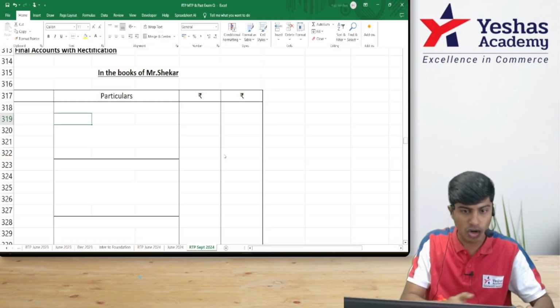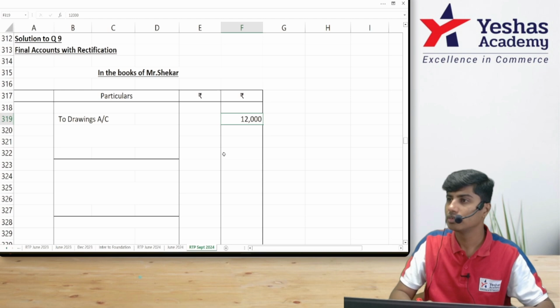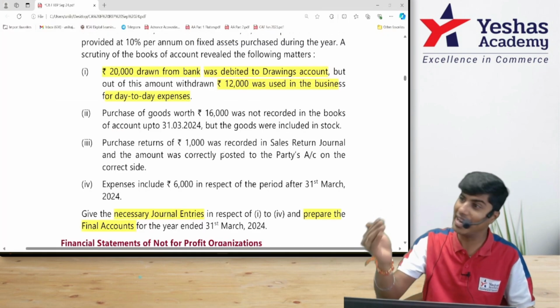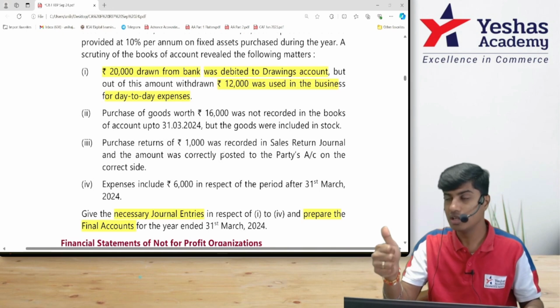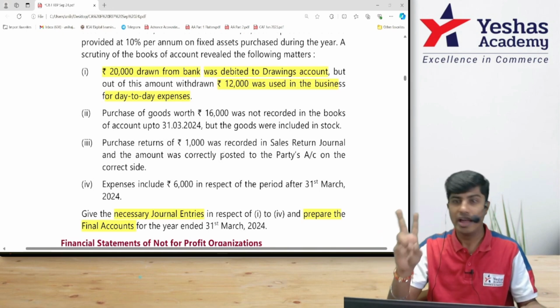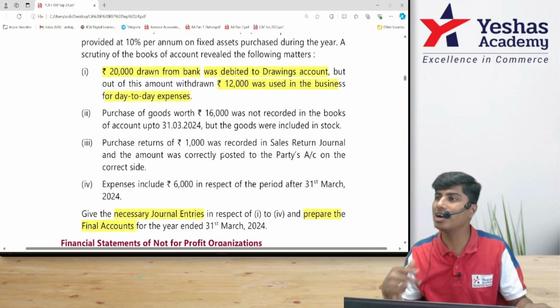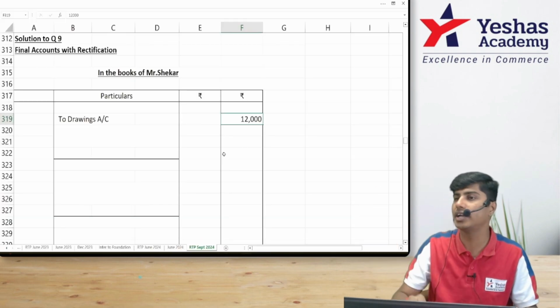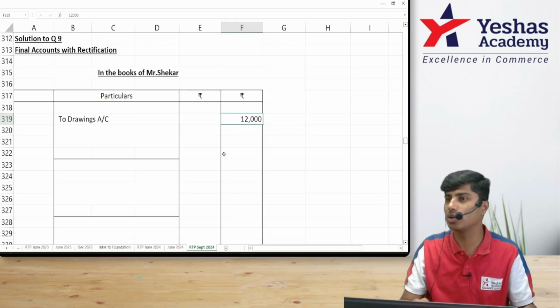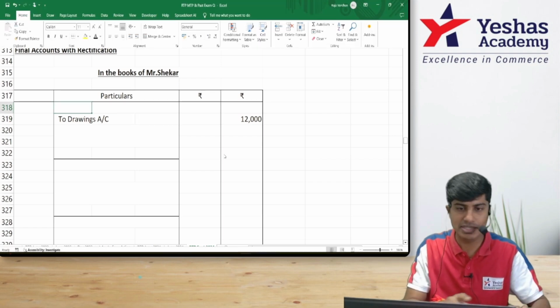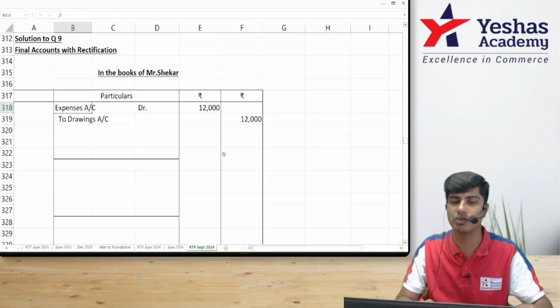Sorry, 12,000 is used in business, 8,000 is the correct amount of drawings, but I've wrongly written 20. I've additionally written 12, which is incorrect. 12,000 is wrongly debited to drawings, so I will credit drawings by 12. What is this 12,000? Yes, expenses. I will write expenses account debit 12,000.